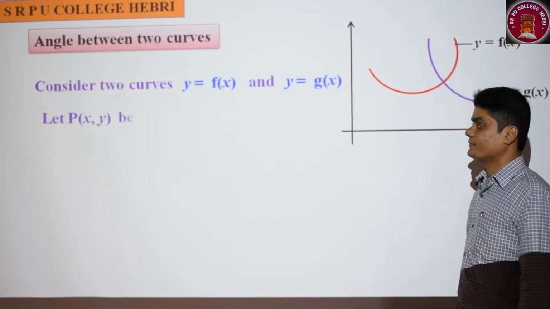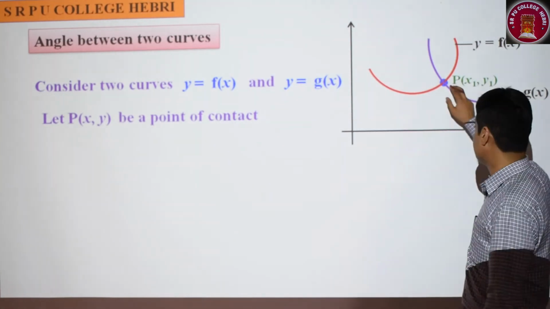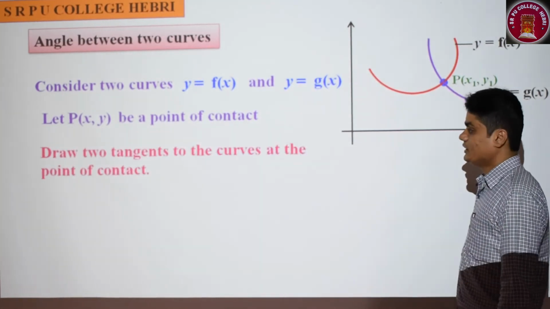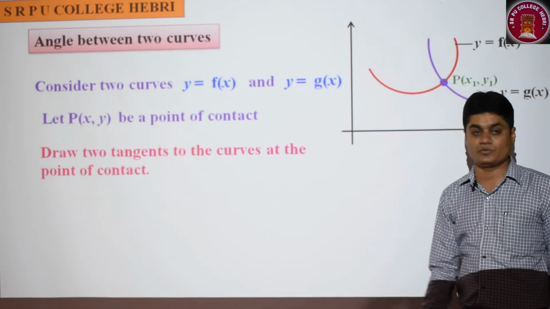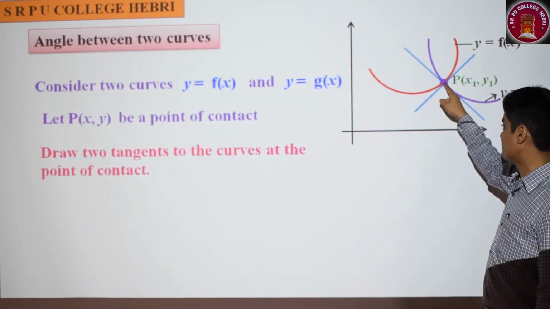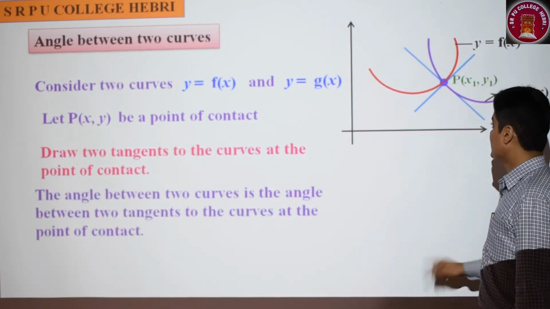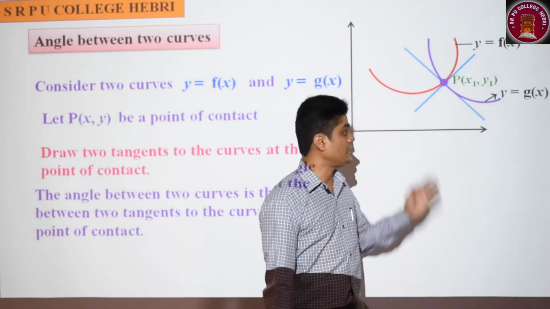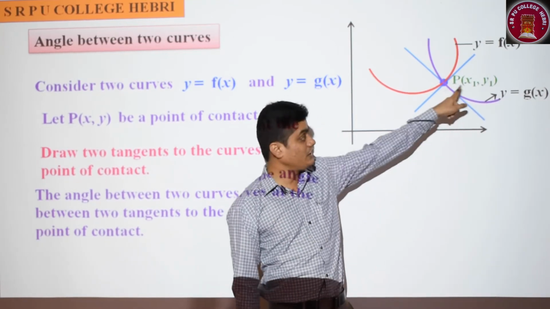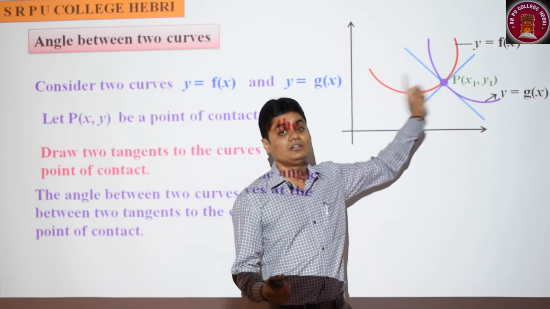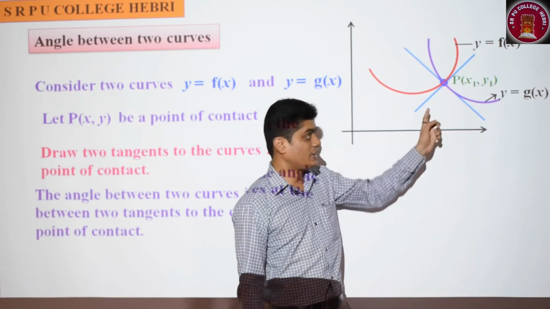Let us assume the point of contact between these two curves is P of x1, y1. Let us assume that the point here is x1 comma y1. Now draw two tangents to the two different curves at the same point, which is x1, y1, and these are two different tangents, remember that. Now to find the angle between two curves, it is equivalent to finding the angle between these two tangents. And you know the tangents are nothing but lines, and in first PUC you studied how to get the angle between two straight lines. So I'm using that concept now.